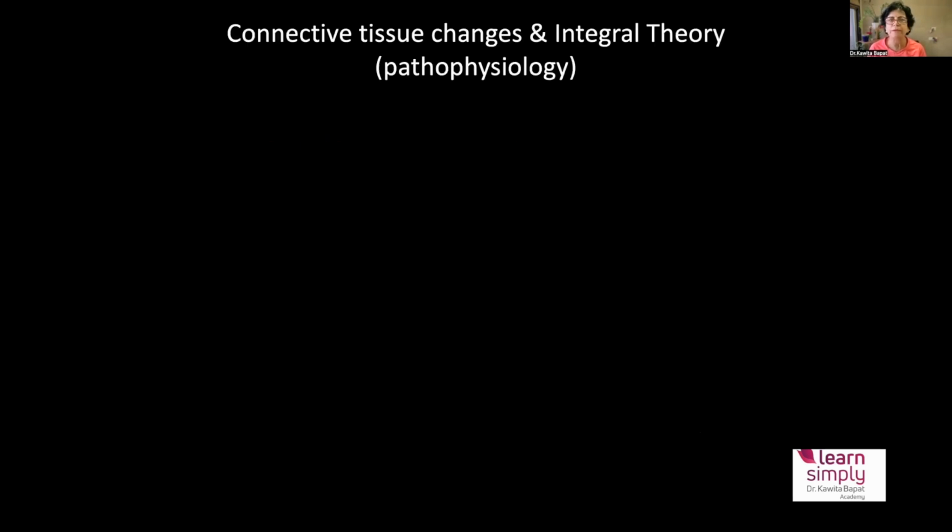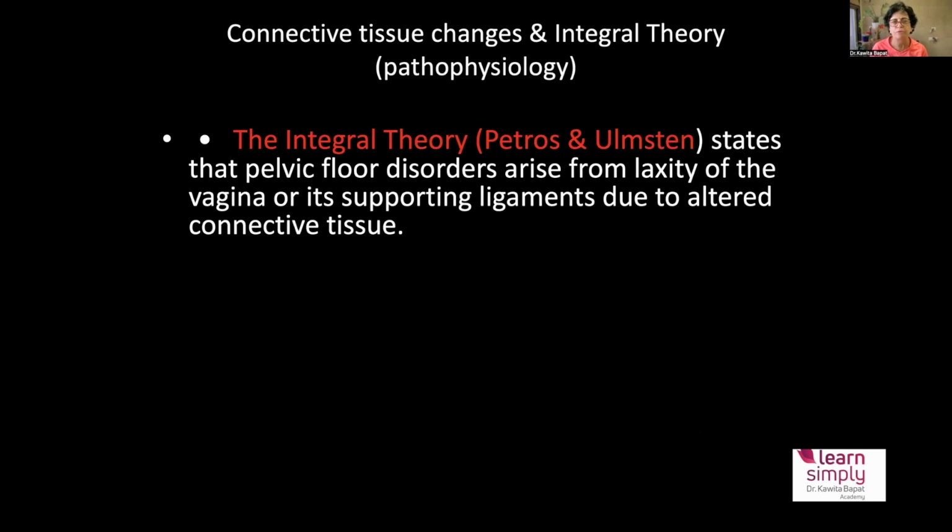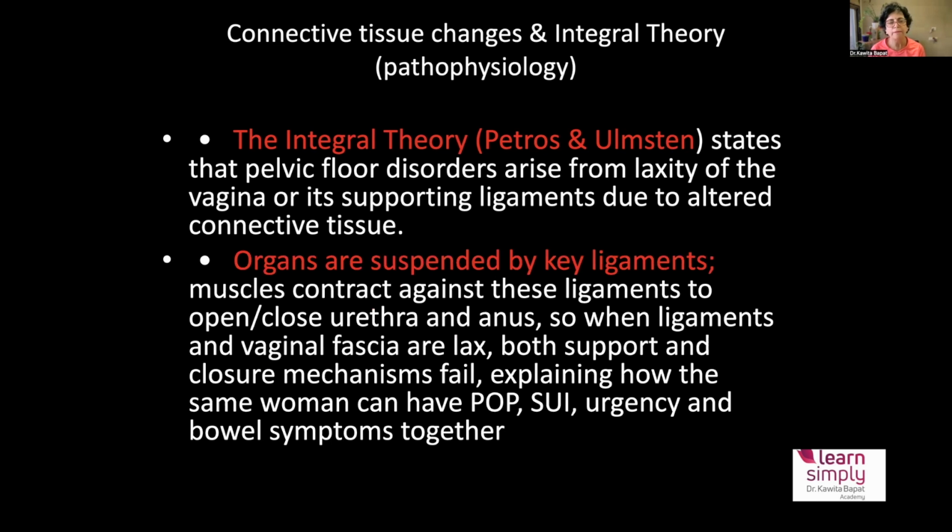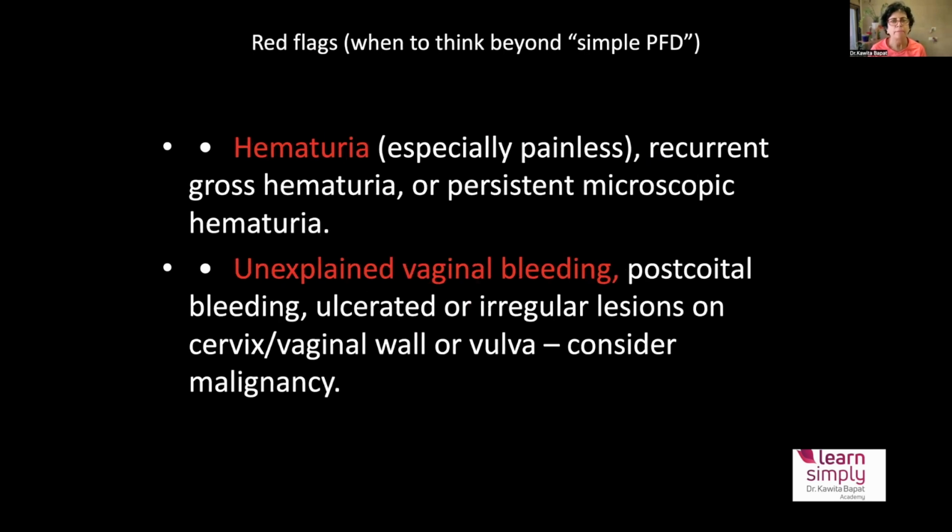Now, connective tissue and changes: the integral theory for the pathophysiology, and this is the Petros and Ulmsten theory, in which they say that the laxity arises from the vagina or the supporting ligaments due to the altered connective tissue. Another theory is that organs are suspended by key ligaments and they become weak, and because of that all the problems arise.